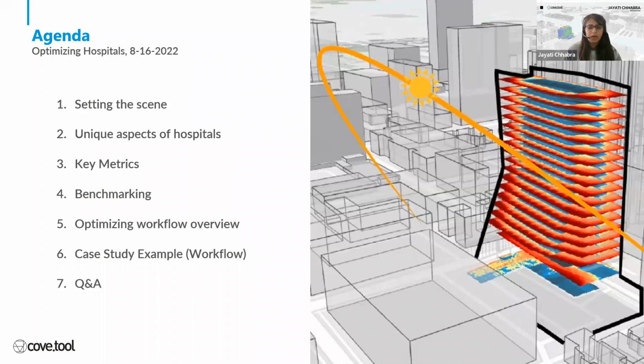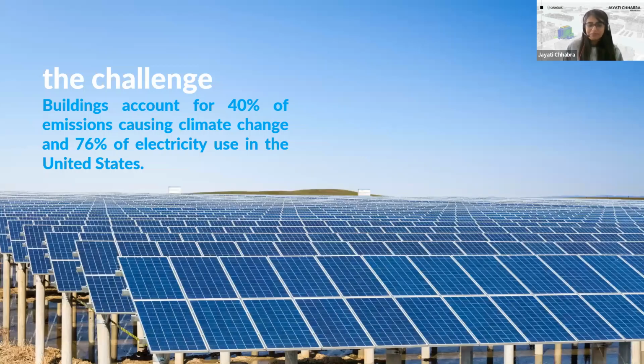So let's quickly get a look at what we are going to cover today in this webinar. We are going to talk about how hospitals are different from other buildings and what the key metrics are to improve their performance. Further, we look into the workflow to optimize a healthcare project based on energy, carbon, cost, daylight, and we'll also discuss an example. Finally, we will end the session with Q&A. So feel free to drop your questions in the chat so that we can take them up towards the end. All right, so with that, let's dive right into it.